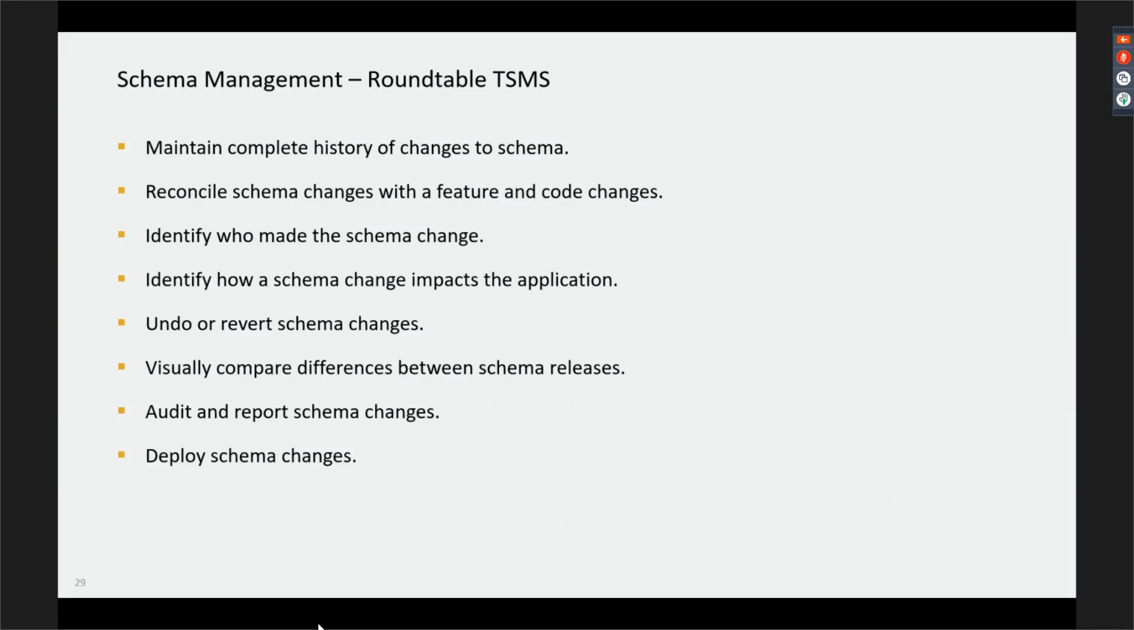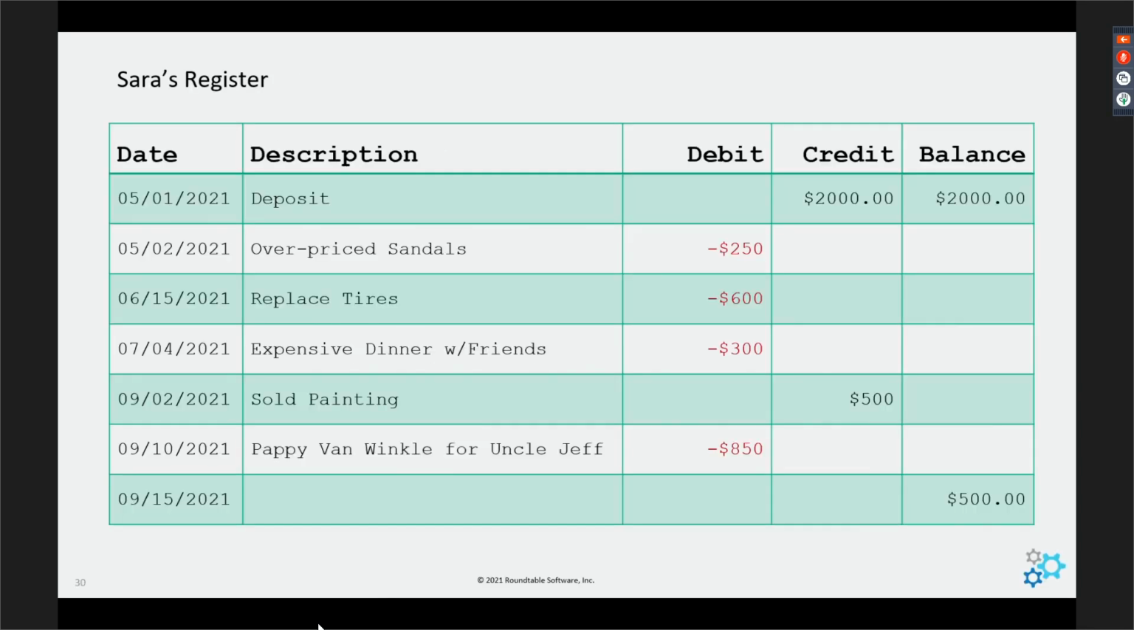So in summary, a good schema management tool, in my opinion, Roundtable TSMS is a good example of that. You can do all the things that we highlighted at the beginning. The one thing that we didn't point out was deploying schema changes, but of course you can do that as well. But most importantly though, because I know you're on pins and needles, what did Sarah's register really look like? Where did she really spend her money? Well, this is how she got there.